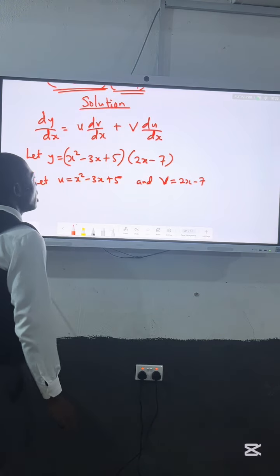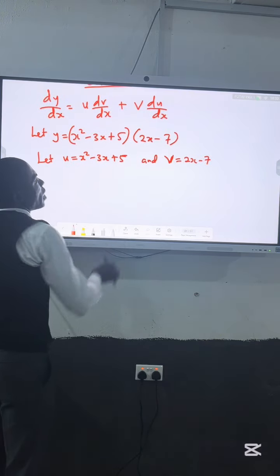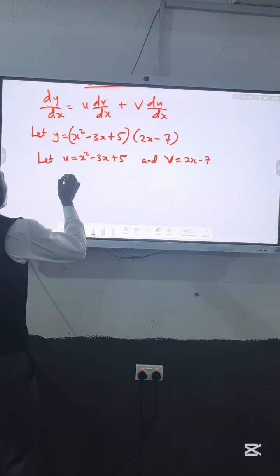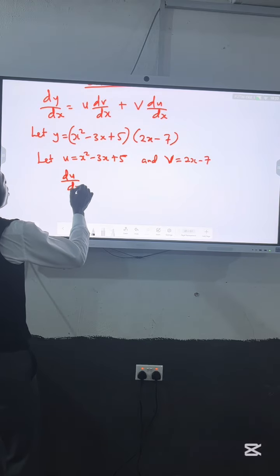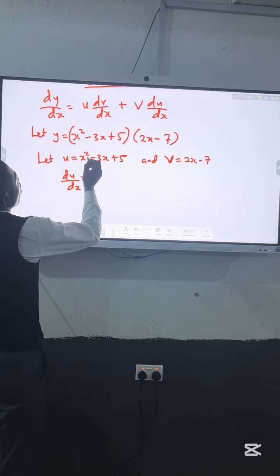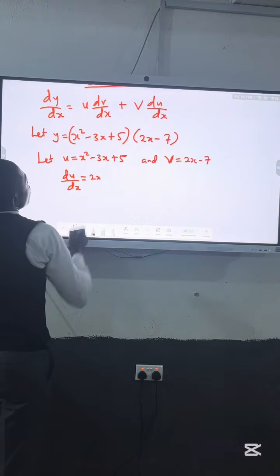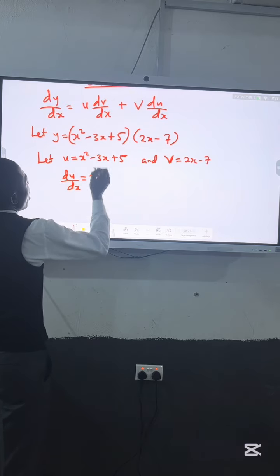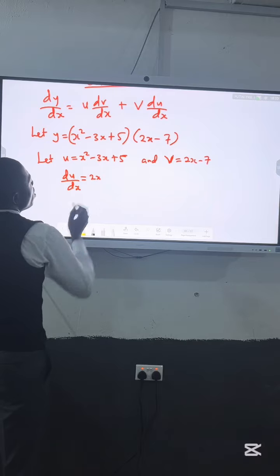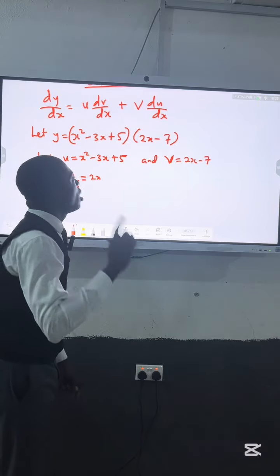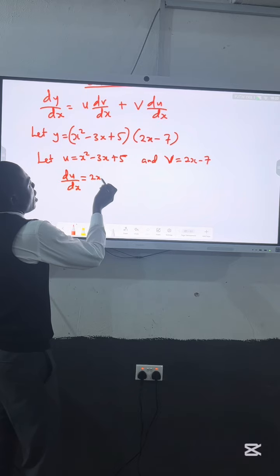Now, what do you do next? Now, differentiate each of these with respect to x. If you do that, you're going to have du/dx. If you differentiate this one, power goes down. You have 2x, then subtract 1. 2 goes down, then after 2 has gone down, subtract 1, it becomes 2x raised to the power of 1. But 2x raised to the power 1 is just 2x.